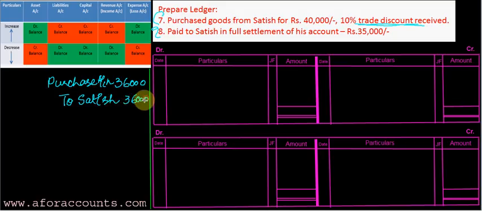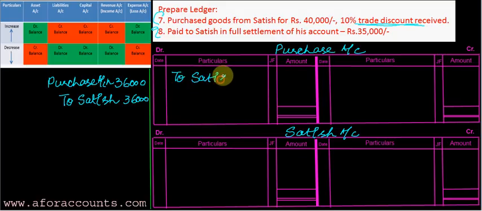36,000. Two accounts which I will open here are purchase account and the other is Satish account. Purchase account debit to Satish account 36,000. Purchase account debit, so write in debit side to Satish account 36,000.